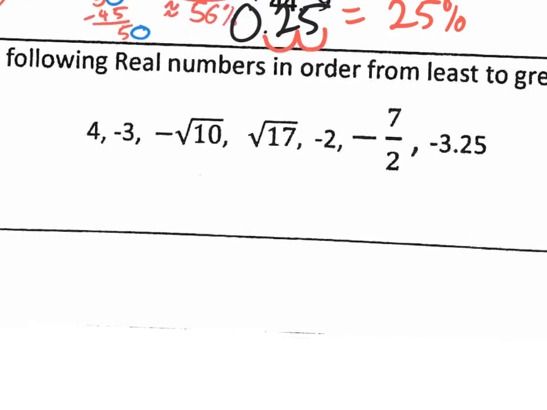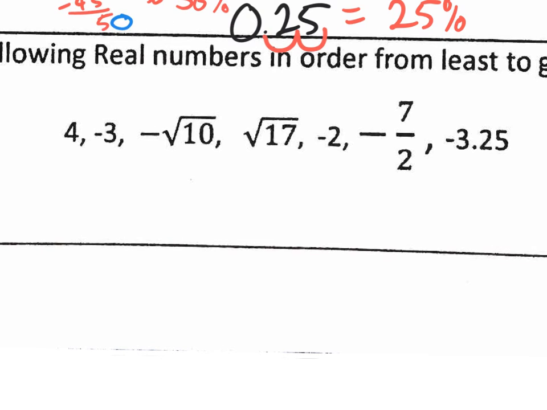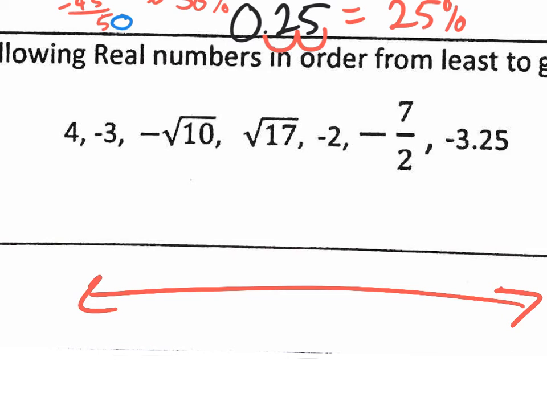Last task, we have all these different real numbers. We have natural numbers, integers, we have irrational numbers, integers, rational, and they want us to write them in order from least to greatest. And the best way to do this is to write a number line and see which one's further left, further right. That way you know which one's the least one and which one's the greatest one.